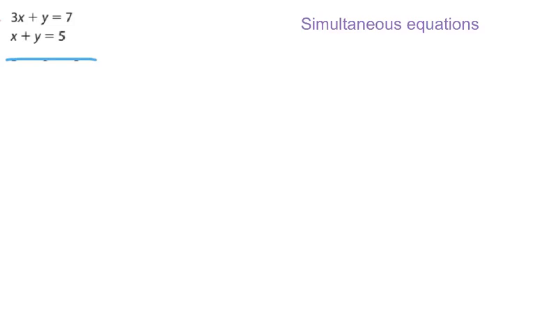When you're asked to solve a simultaneous equation, what you're being asked to do is find out what values for x and y will make these two equations correct, will make them both true. Now, you take one of the equations and you express one variable in terms of the other. What that means is, let's look at this first one, 3x plus y is equal to 7.